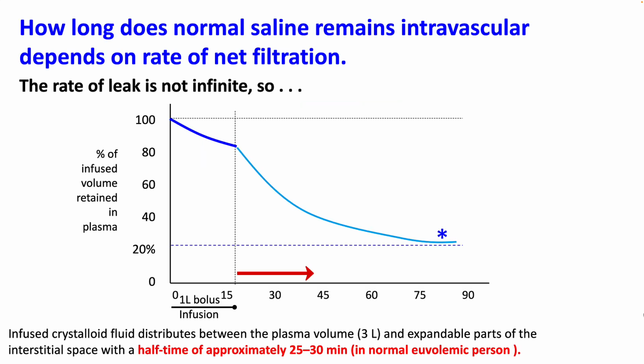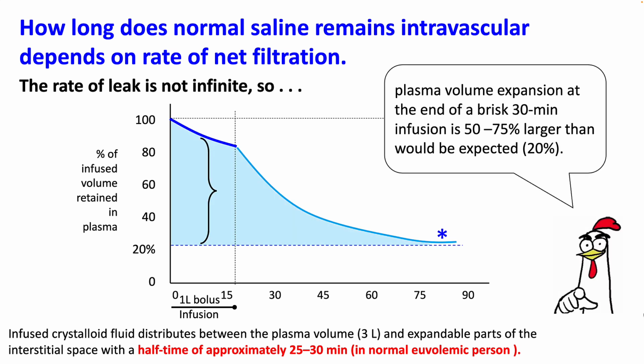So it takes about 25 to 30 minutes for a crystalloid to escape from your intravascular to your extravascular compartment in a normal euvolemic person. However, if you notice, the plasma volume expansion at the end of a brisk 30-minute infusion is 50 to 75% larger than what would be expected. This is because the rate of your infusion is much higher than the rate of leakage. And once the infusion stops, it will take around 3 to 5 half-lives, so around 90 to 150 minutes, before the equilibration occurs to about 20% of the total infused volume.